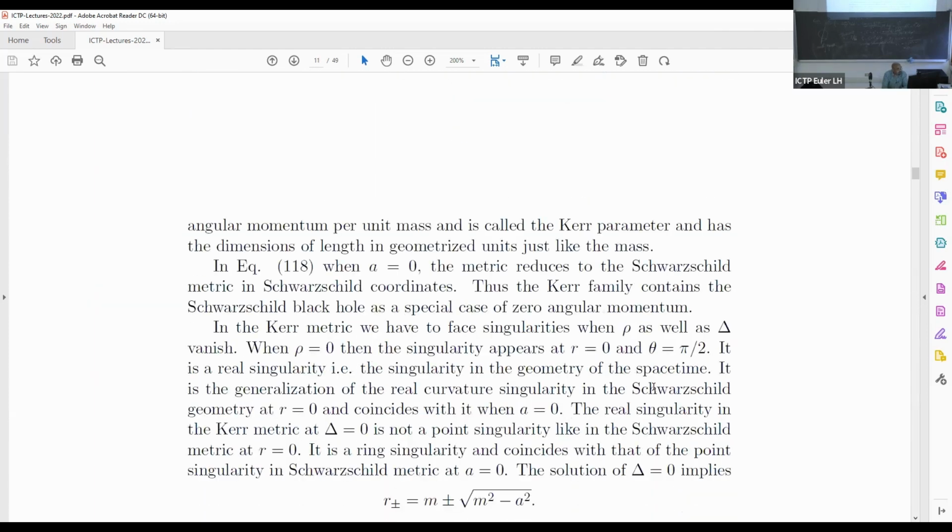Another factor I should mention is this singularity here. Apart from the point singularity r equal to 0, when we put rho equal to 0, this gives us a singularity at r equal to 0 with theta equal to pi by 2. So this is a different type of singularity from the ones that we discussed in the previous two examples. This is called a ring singularity. So there is a ring at theta equal to pi by 2.